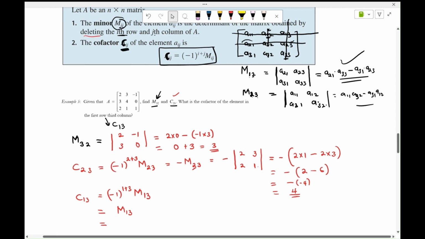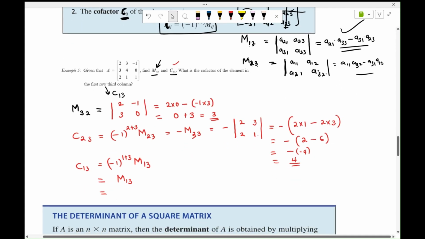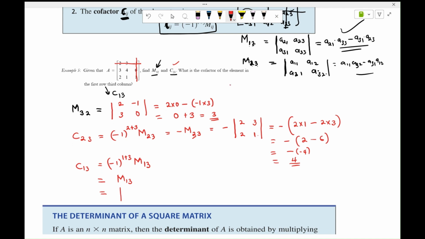What is M13? It means you delete which row? We delete the first row and third column. Once we do that, we are left with just the determinant of 3, 4, 2, and 1. This is nothing but 3 times 1 minus 2 times 4, which gives us 3 minus 8, which is minus 5. All right, so this is how to find minors and cofactors.